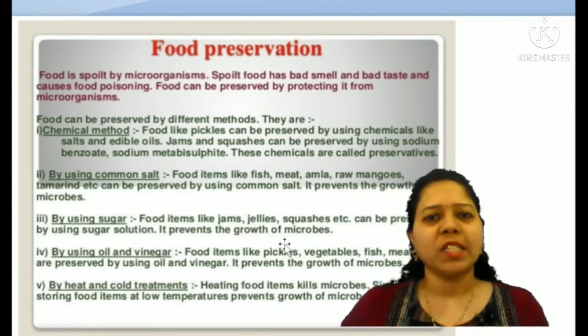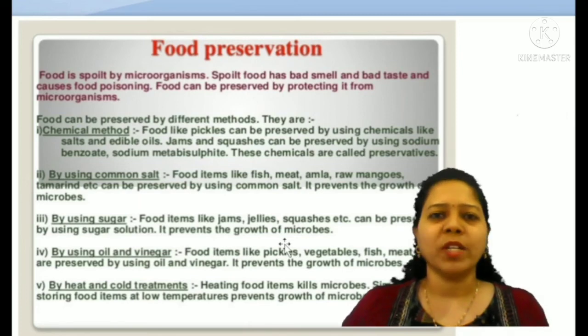Sugar absorbs the moisture, and because of the reduction of moisture, growth of microorganisms is automatically reduced. In this way, we are using sugar to stop the growth of microorganisms and to prevent the food from spoiling.